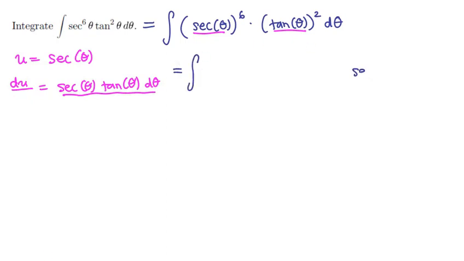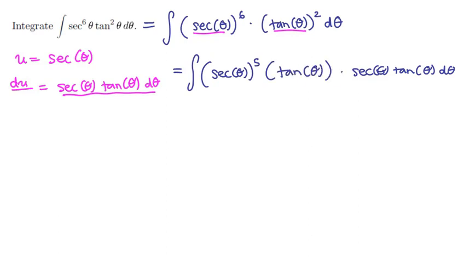If we pull a secant theta and a tangent theta out to the side, what we'll have left over is a secant theta to the 5th power and a tangent theta to the 1st power. So yeah, the differential does fit. We can replace this term right here with d theta. We can replace the secant terms by u to the 5th power, and then we have the lonely tangent to take care of.